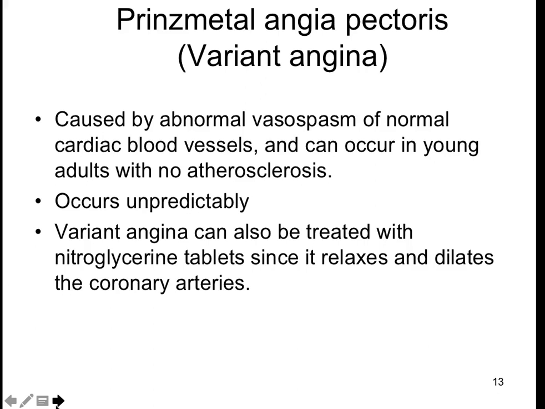But that's a lot of things that can happen to older people. Things that can happen to people your age is the last category. Prinzmetal angina, spelled wrong, angina pectoris or variant angina, is caused by abnormal vasospasm. Vasospasms can happen under certain conditions, and as much as they say at rest, they're not going into what can happen. What can happen is it can be a panic attack.